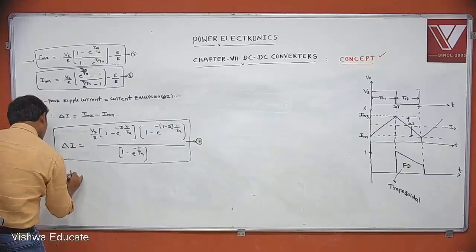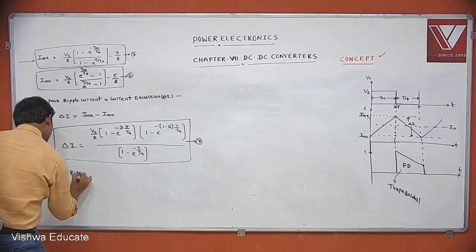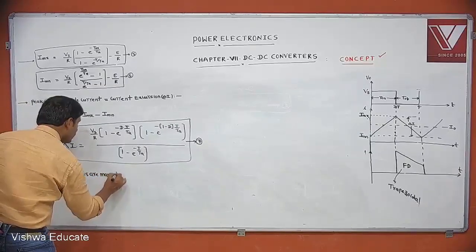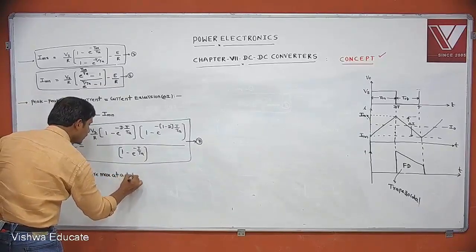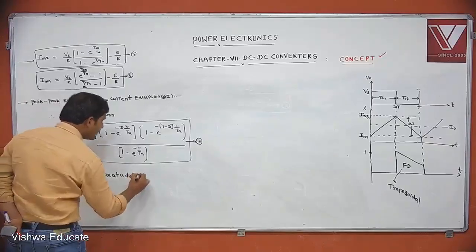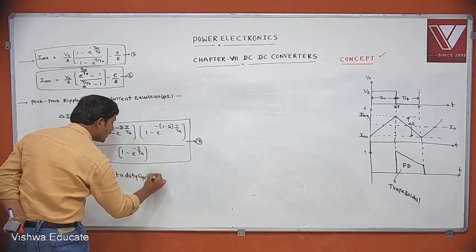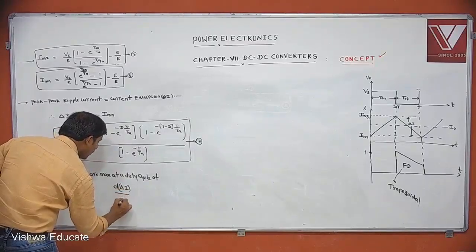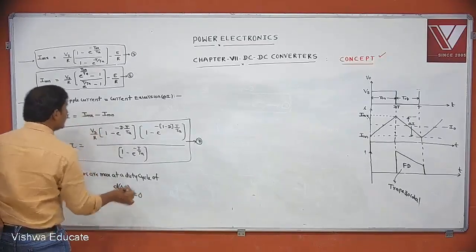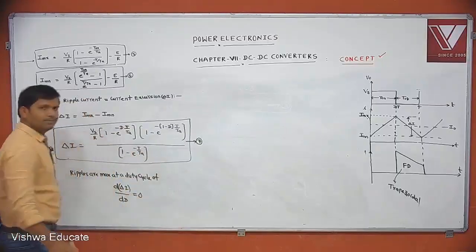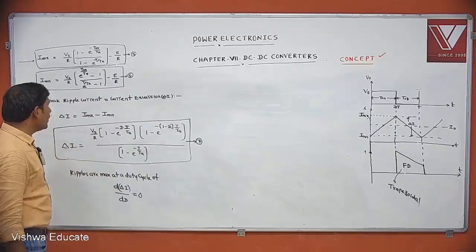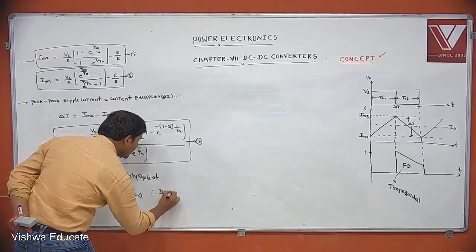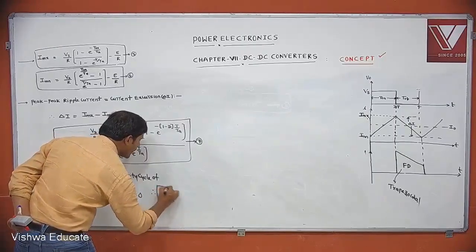Ripples are maximum at a duty cycle of. How can you get it? Set d delta I by dd equal to 0. You differentiate this and equate to 0, and then we can get the condition directly. I am writing: at a duty cycle of 0.5, ripples are maximum.